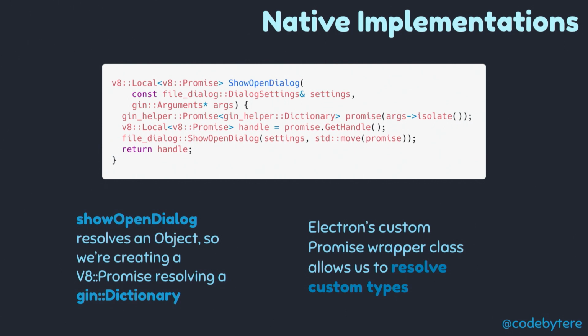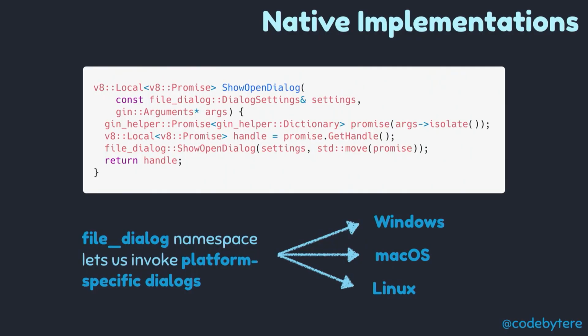We do that by using a typed helper class for creating promises natively, which we tell that we're going to give a type of Gin dictionary in order to resolve a JavaScript object. Finally, the bottom three files we've been seeing in this source tree as we've been through this presentation come into play. When we call file dialog::show open dialog on the second to last line of this function, what we're doing is that we're telling C++ that we want to invoke a function called show open dialog inside each of the three platform-specific files on the tree.